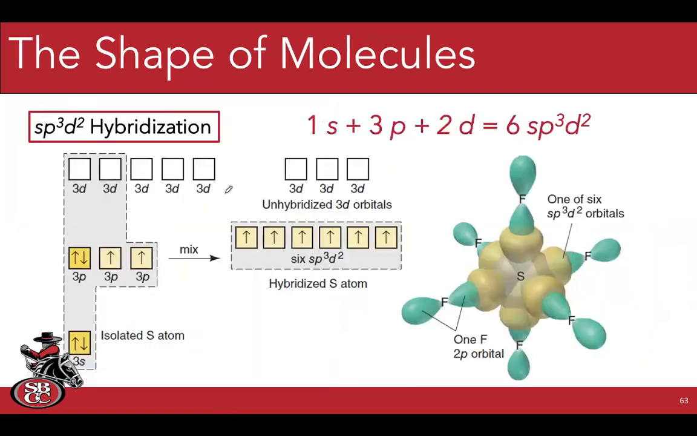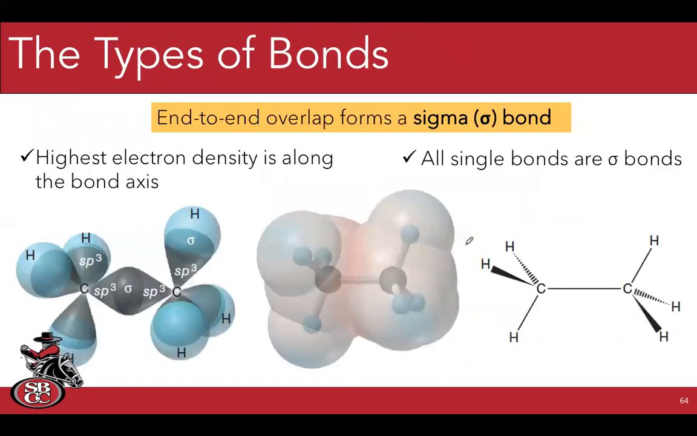And of course, now we need 6 orbitals. So we will need 1, 2, 3, 4, and 2 d orbitals, 5, 6, to make 6 sp3d2 orbitals. And that will leave behind 3 unhybridized 3d orbitals. And so you can see the sulfur is now bonded 6 times with 3 equi-energetic orbitals, and the F doesn't need to hybridize because it's only bonding to one thing. So it's going to go ahead and just use that 1 electron in that last 2p orbital to bond with each of the 6 sp3d2 orbitals.